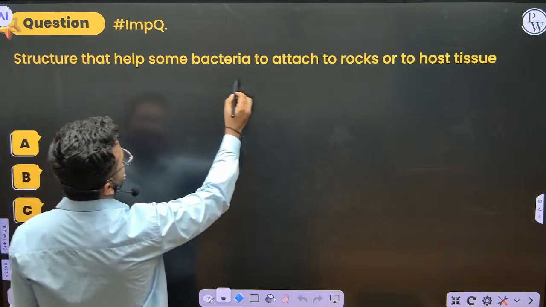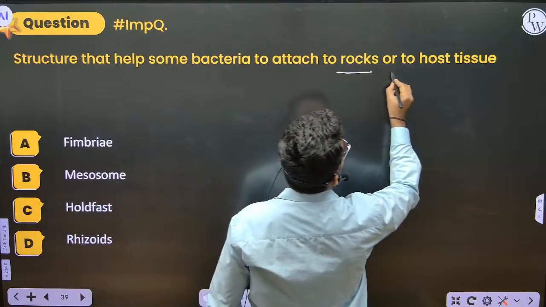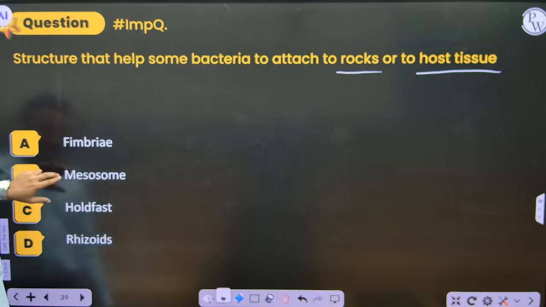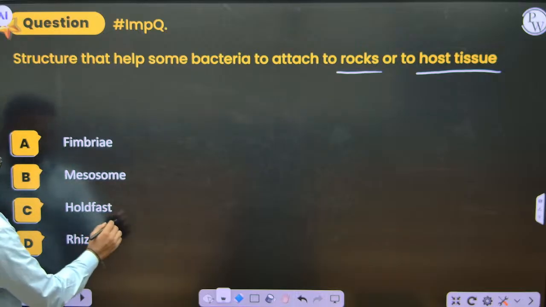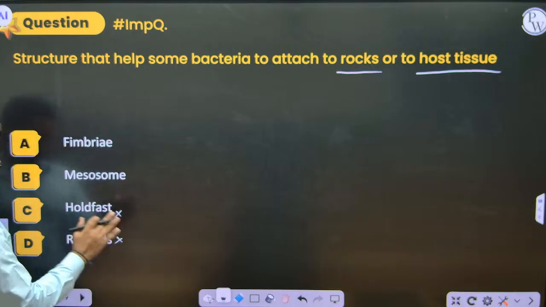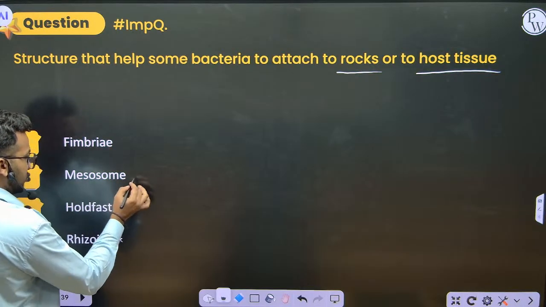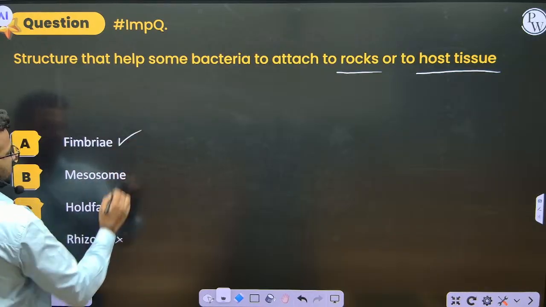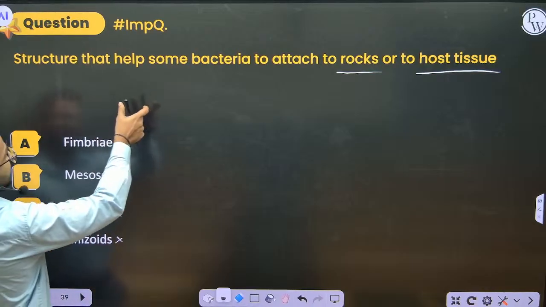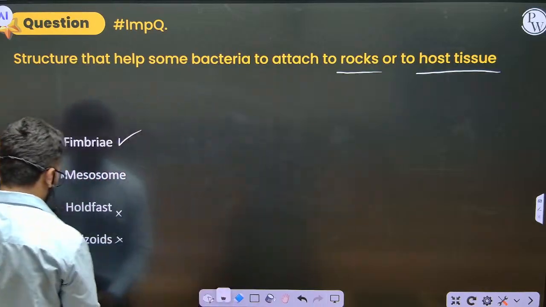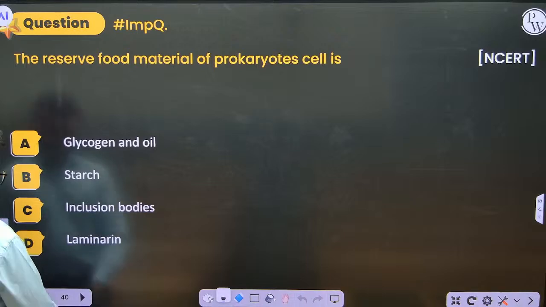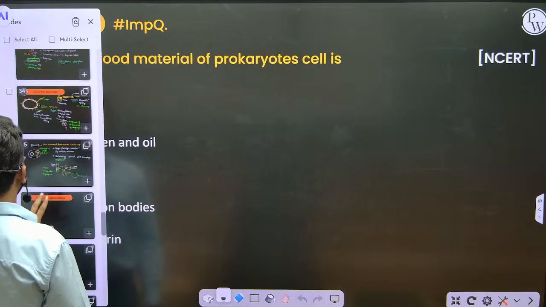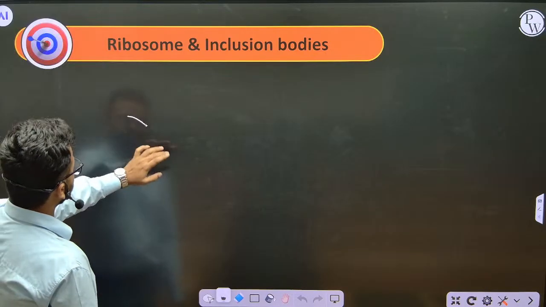Structure that helps some bacteria to attach to rocks and host tissues. Fimbriae, mesosome, holdfast and rhizoid are given. So these others are not answers. We will see some of them in a different chapter. Mesosome is an extension towards the cytoplasm. So only fimbriae is the answer here. And regarding this question, we will discuss that later in the ribosome case.